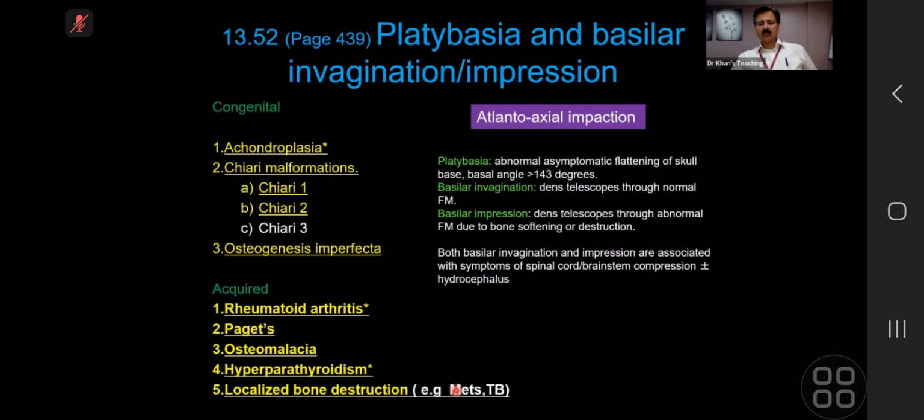can cause this. There is a bit of overlap in literature, and some of the old literature uses this term atlantoaxial impaction. So don't get confused. This is similar to what I showed you in this RA case, atlantoaxial impaction. So these are the definitions, but this word is not given in Chapman. So this word should also be in your vocabulary so that you don't get confused.